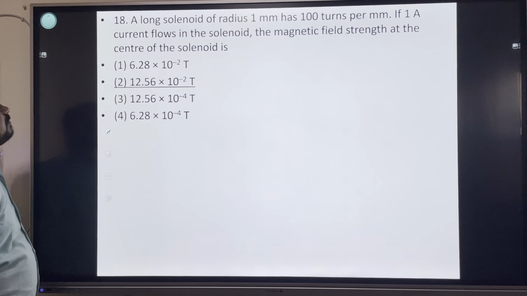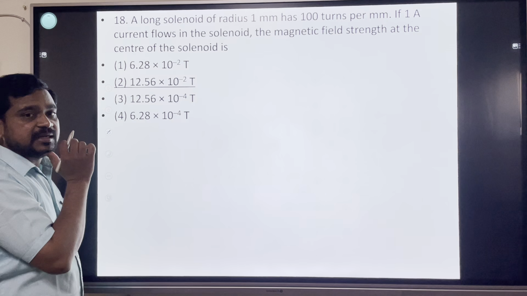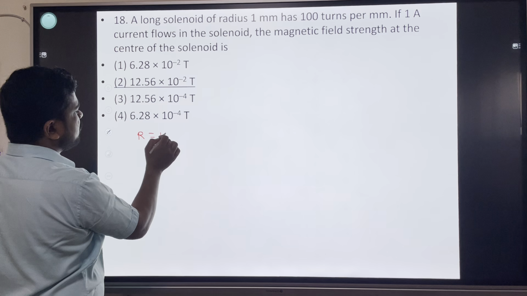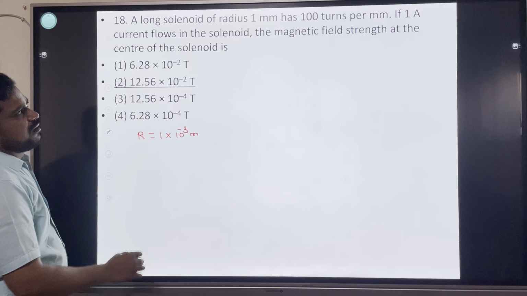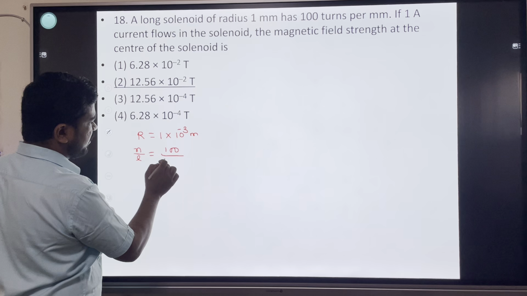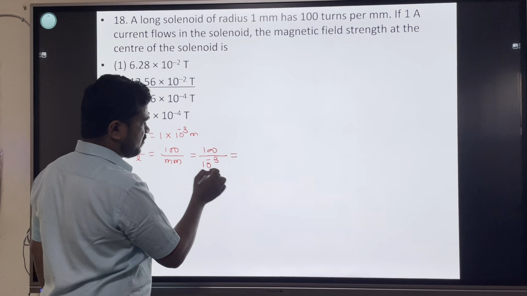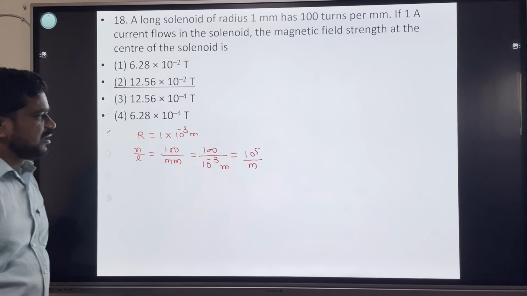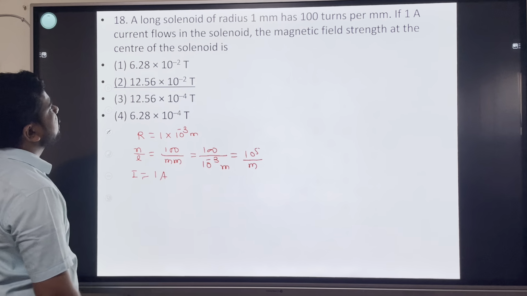Next question. Long solenoid of radius 1 millimeter has 100 turns per millimeter. Number of turns per unit length दिए हैं. Radius r is equals to 1 millimeter, 1 into 10 raised to minus 3 meter. 100 turns per millimeter, number of turns per unit length, 100 per millimeter. 100 divided by 10 raised to minus 3 is equals to 10 raised to 5 per meter. 10 raised to 5 turns per meter. Current is given I is equals to 1 ampere.